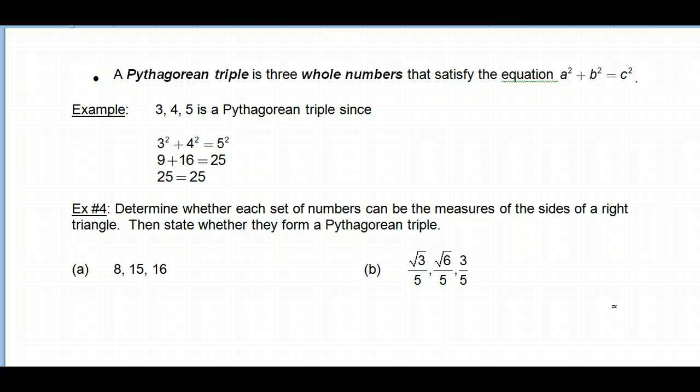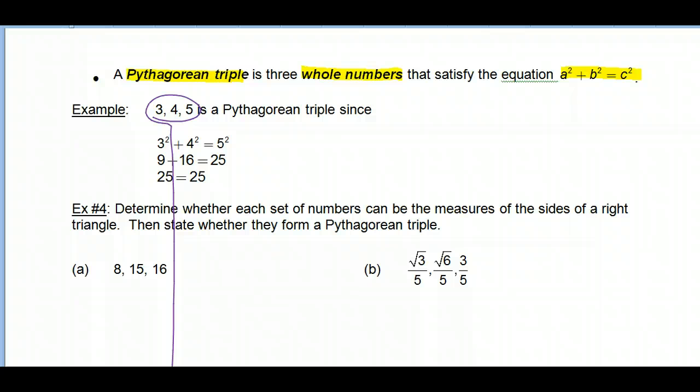Okay, so the next page is on Pythagorean triples. A Pythagorean triple just means that they're whole numbers that satisfy a squared plus b squared equals c squared. So if they're all whole numbers, we call it a Pythagorean triple, which means if those were the lengths of the three sides of a triangle, it would have to be a right triangle. So an example would be 3, 4, 5. Can you think of any others?